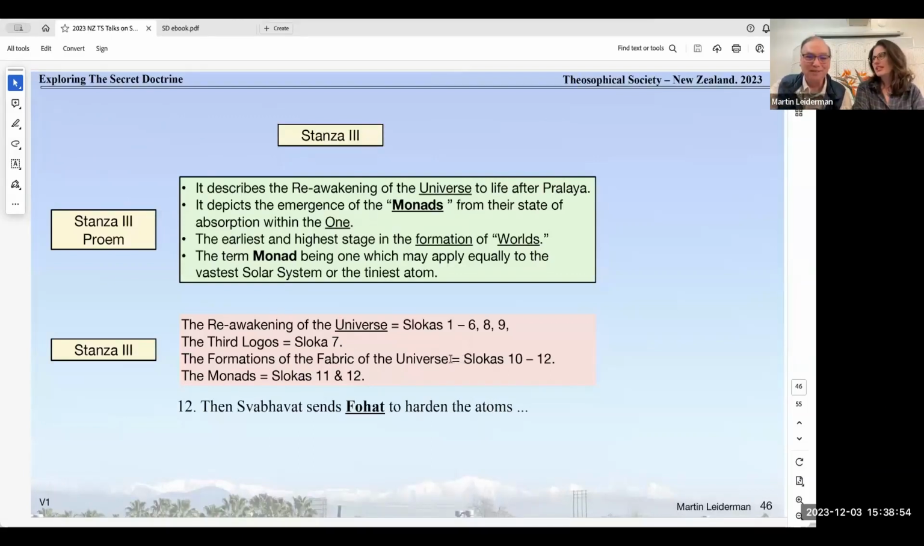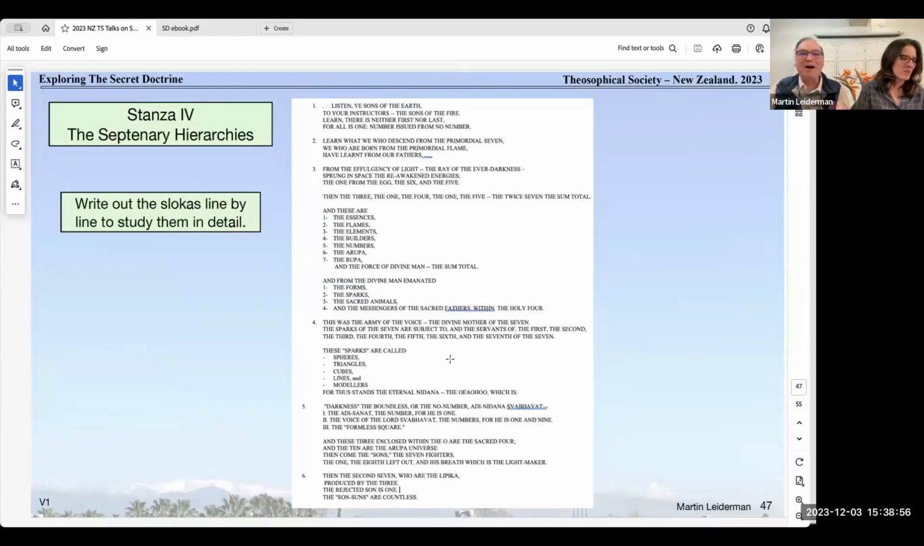So trace those ideas. Trace those ideas. How to study the most difficult stanza in the whole Secret Doctrine? Very simple. Follow what I said. This is another technique. Align a paragraph in Blavatsky, especially stanza 4, that you find very difficult. Do this. Write out the slokas line by line to study them in detail.